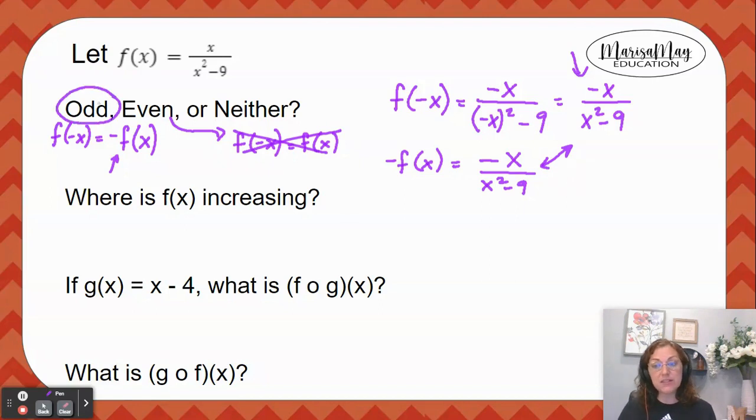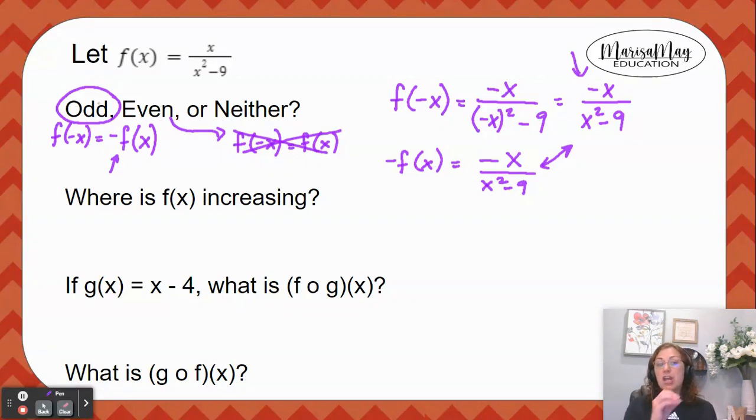Now, another way that you can test for odd even is odd has origin symmetry. O with O. Odd, origin symmetry. Even has y-axis symmetry. So if you look back at that graph that we had been using with Desmos, you can see what kind of symmetry it has, and you can determine odd or even that way.